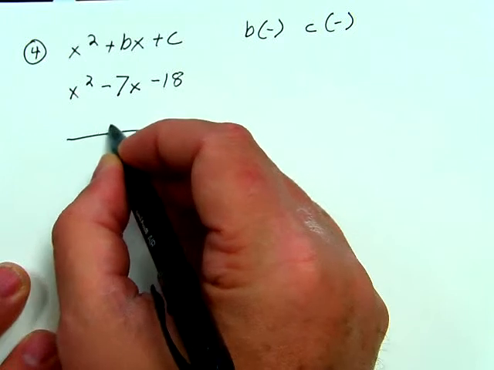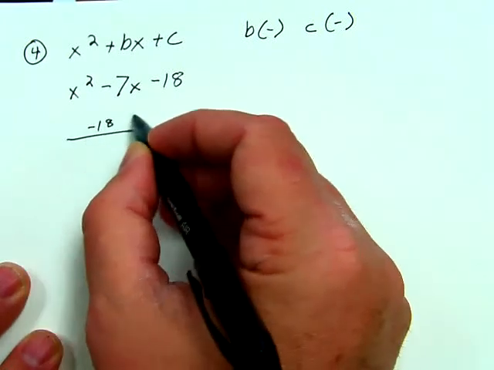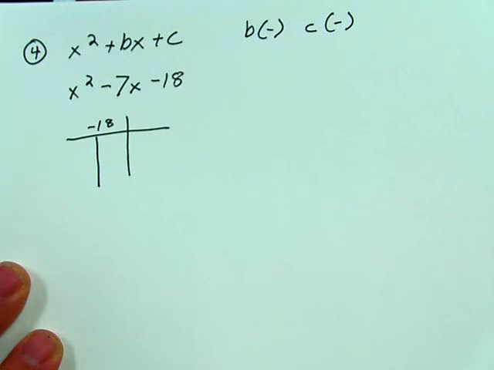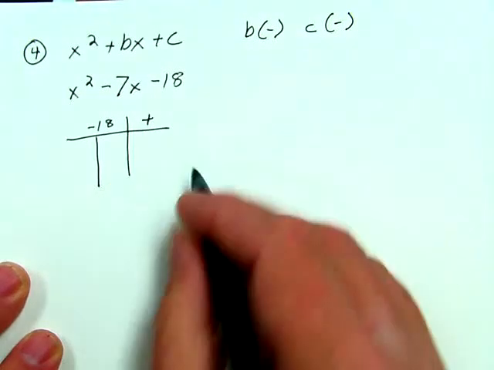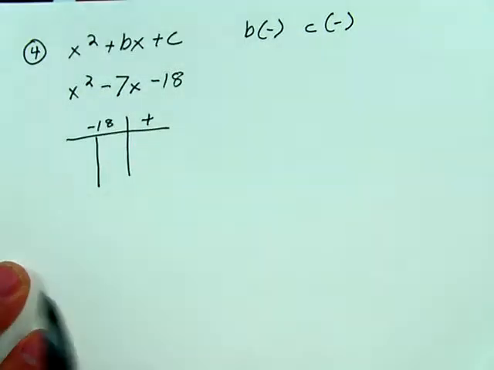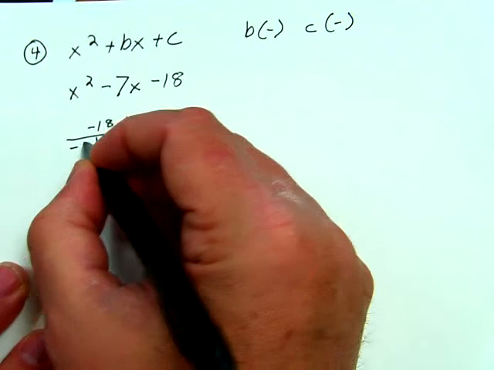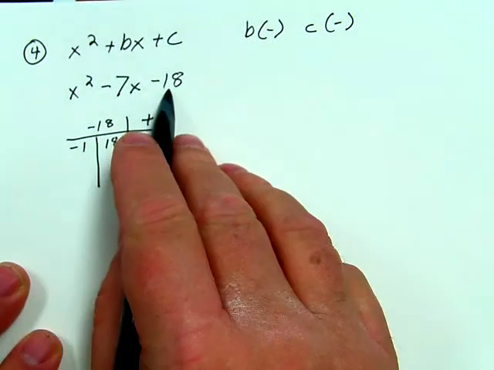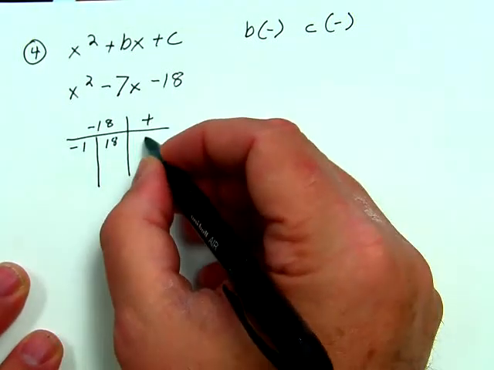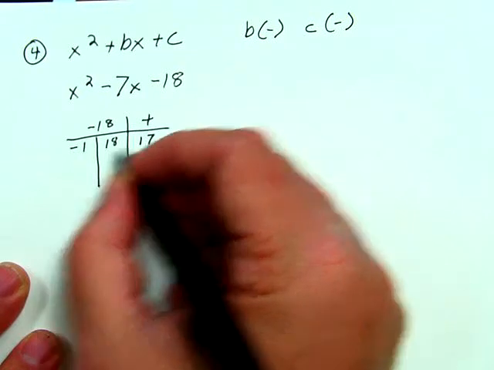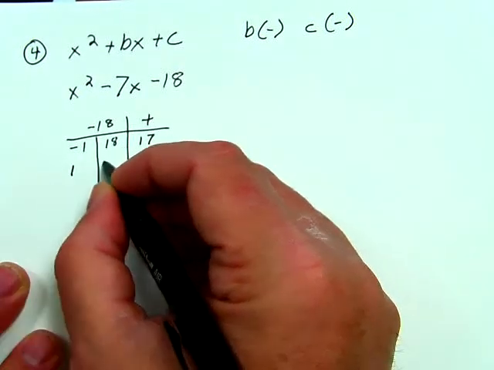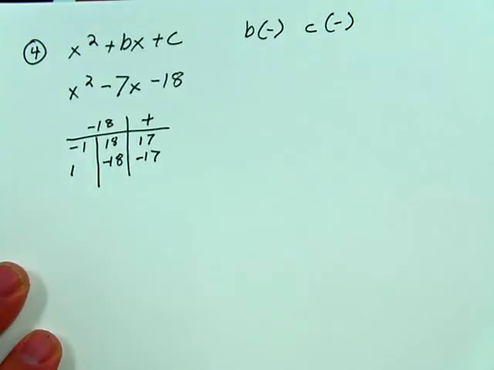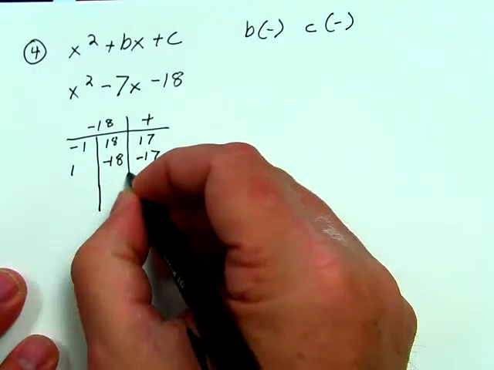So we know that our multiplication factor table is going to try and get to negative 18. When you add them together, we're going to try and get to negative 7. So let's start off with negative 1 times 18. Negative 1 times 18 gives me my negative 18, but it adds up to 17. Well, let's try the opposite of that. 1 and negative 18 adds up to negative 17. So I still haven't found what I'm looking for. Let's extend this down a little bit.